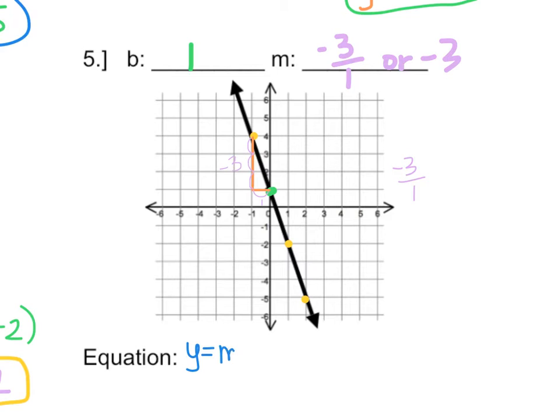Okay, ready to write the equation? y equals mx plus b, and it turns into y equals our m is -3x plus 1. And you could say -3 over 1. This is our final answer.